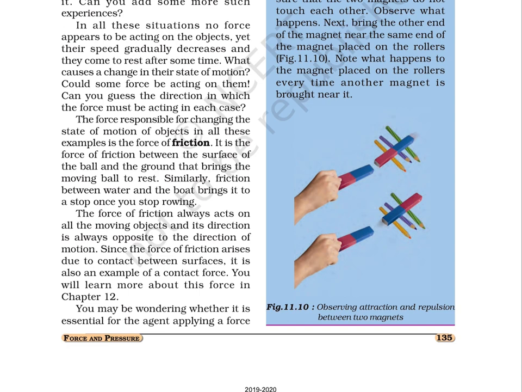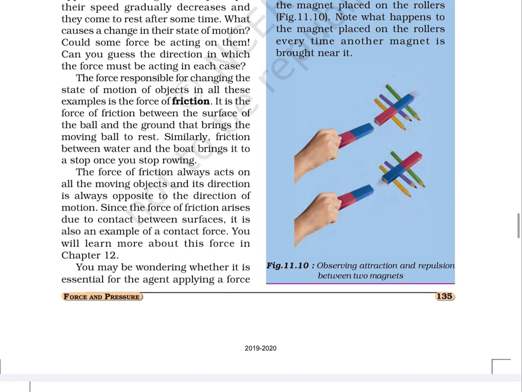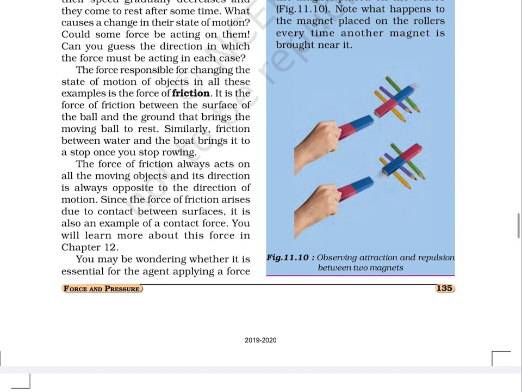The force responsible for changing the state of motion of objects in all these examples is the force of friction. It is the force of friction between the surface of the ball and the ground that brings the moving ball to rest. Similarly, friction between water and the boat brings it to a stop once you stop rowing.